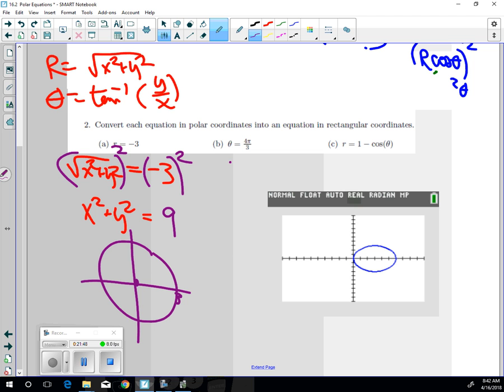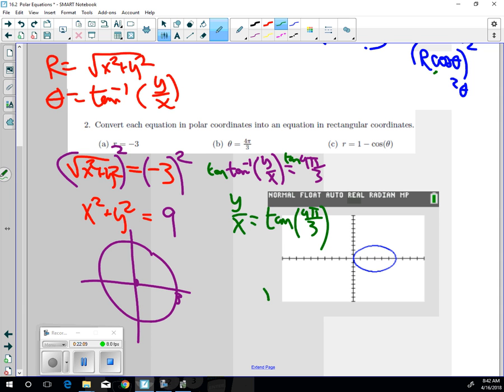Theta, easy. Inverse tangent, y over x is equal to 4 pi over 3. Take the tangent of both sides. And you're going to get y over x equals the tangent of 4 pi over 3. Now this one you're going to have to do a little thinking on. Unit circle time. 4 pi over 3 is right here. That's going to either be 1 over the square root of 3 or the square root of 3. Which one is it? Down here. Further from here. It's going to be square root of 3.